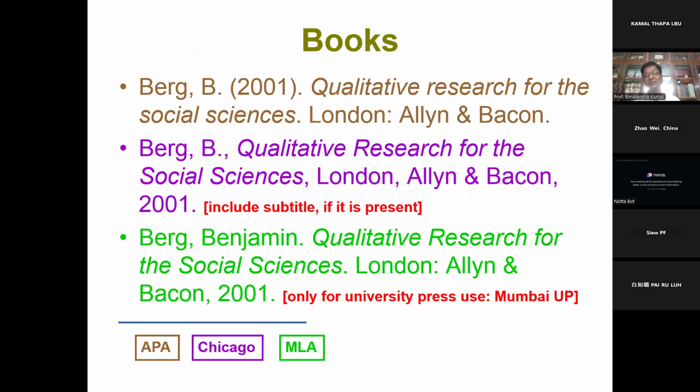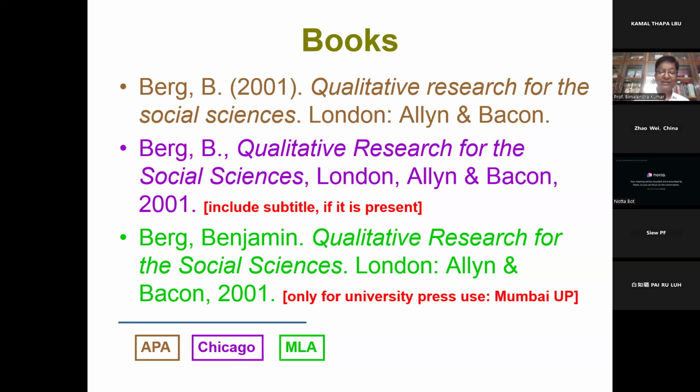In the American APA system, we have to put the surname, then the initial, not the full name: Berg, B., for Benjamin Berg. So only the B, and then in brackets the year of publication, then a dot, then Qualitative Research for the Social Sciences, then the place of publication and the name of the publisher. This is for the APA system. In the Chicago Manual, we put the same thing, but the year of publication comes at the last.